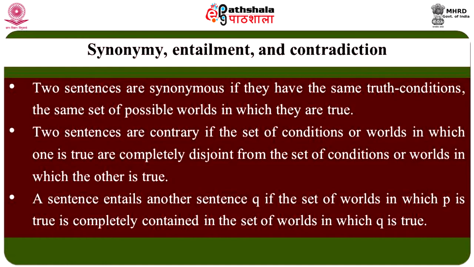Synonymy, entailment, and contradiction. Meaning as truth conditions also gives us a handle on some intuitive semantic concepts like synonymy, entailment, and contradiction. Two sentences are synonymous if they have the same truth conditions, the same set of possible worlds in which they are true. Two sentences are contrary if the set of conditions or worlds in which one is true are completely disjoint from the set of conditions or worlds in which the other is true. A sentence P entails another sentence Q if the set of worlds in which P is true is completely contained in the set of worlds in which Q is true.